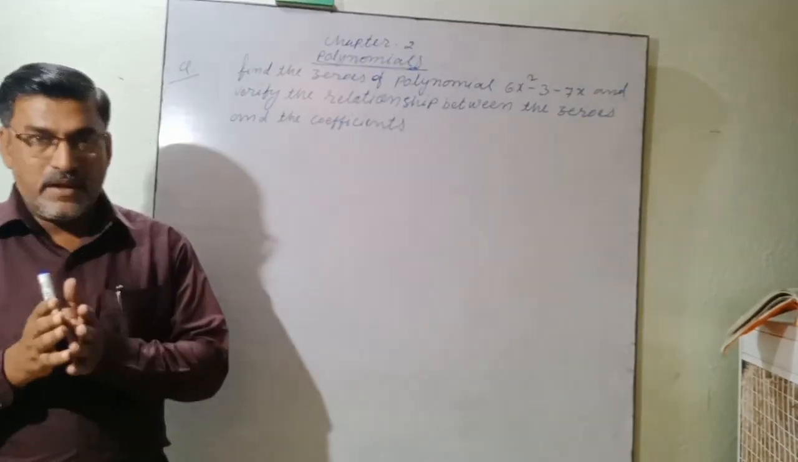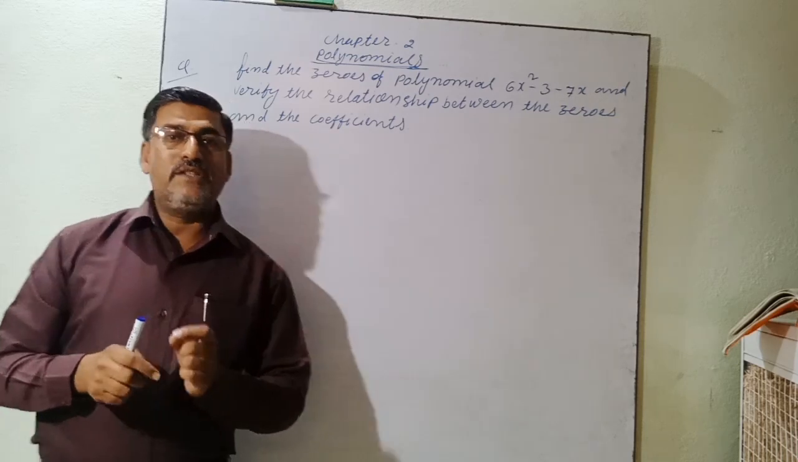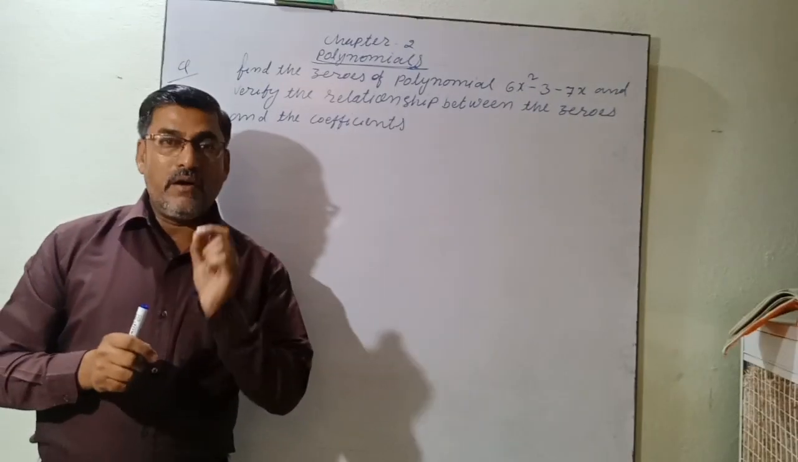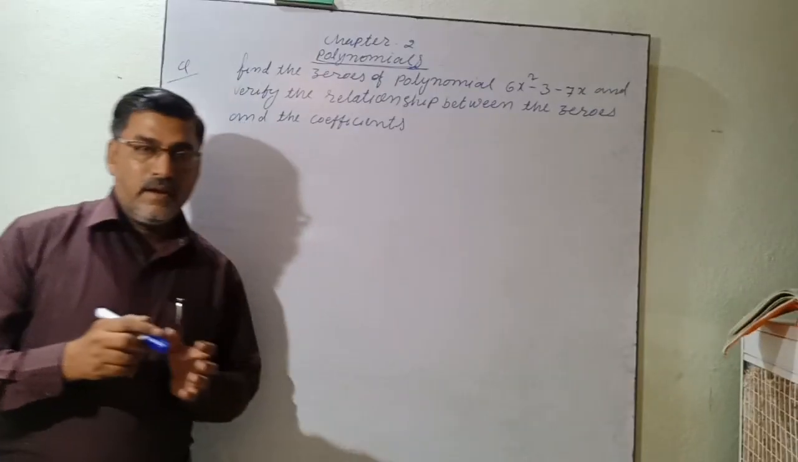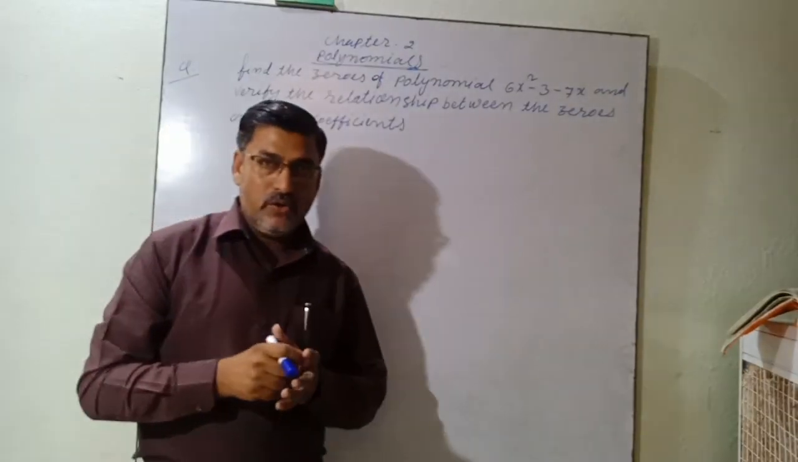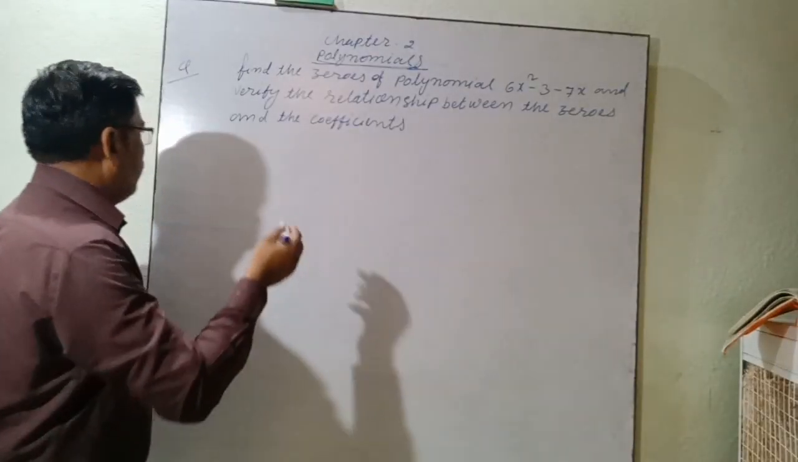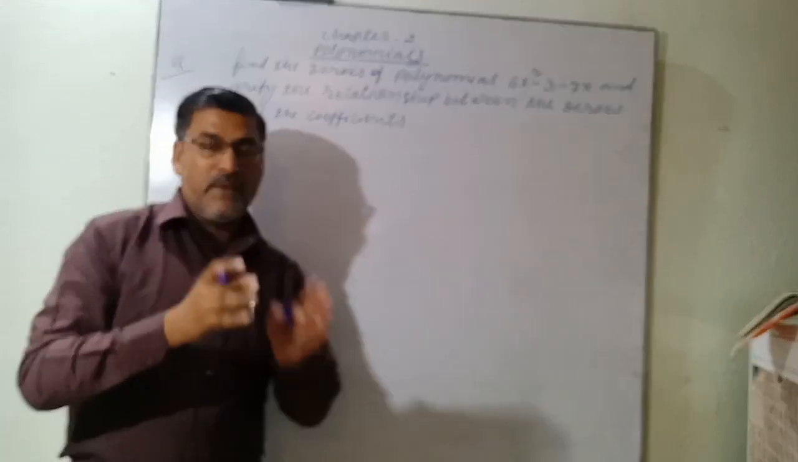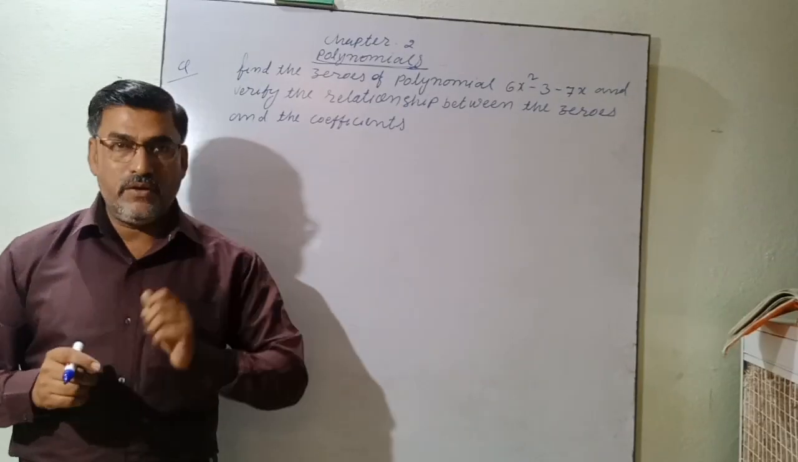Okay, a polynomial is an algebraic expression, but variables have only non-negative integer powers, and a number is said to be a zero of any polynomial if we put the value in place of the variable, then the polynomial becomes zero.